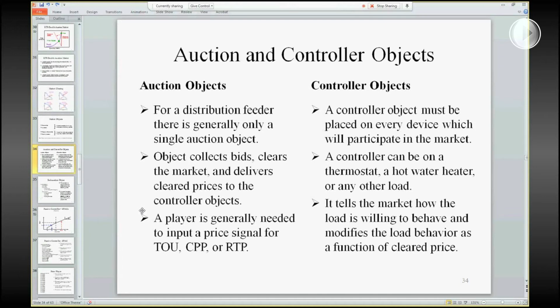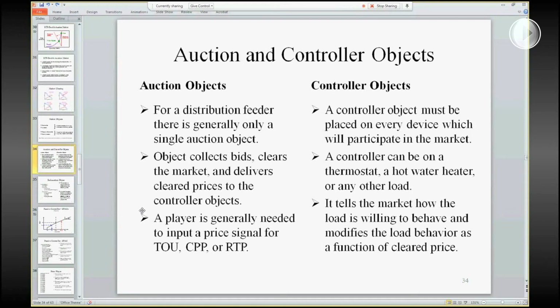The controller objects are much more like a distributed control device. They are going to be attached to each of the objects that you're trying to control throughout the market, so you may have hundreds or thousands of these in a single simulation. But really what they're doing is interpreting the information that's coming from the auction. They will be attached to something like a thermostat or a hot water heater or any other type of load, and they're there to modify the behavior of those loads in response to that price.